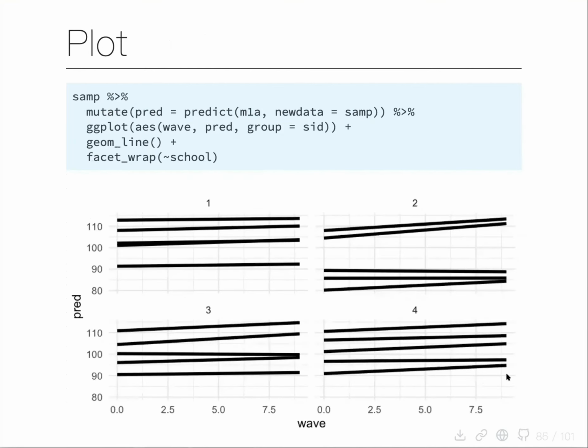And then we're just going to plot it, okay? So this is super simple, but I'm just saying wave on the x-axis, pred on the y-axis, group is equal to SID. So group means give me a different line for every SID. Then just do geom line plus facet wrap by school. And there you go, okay?